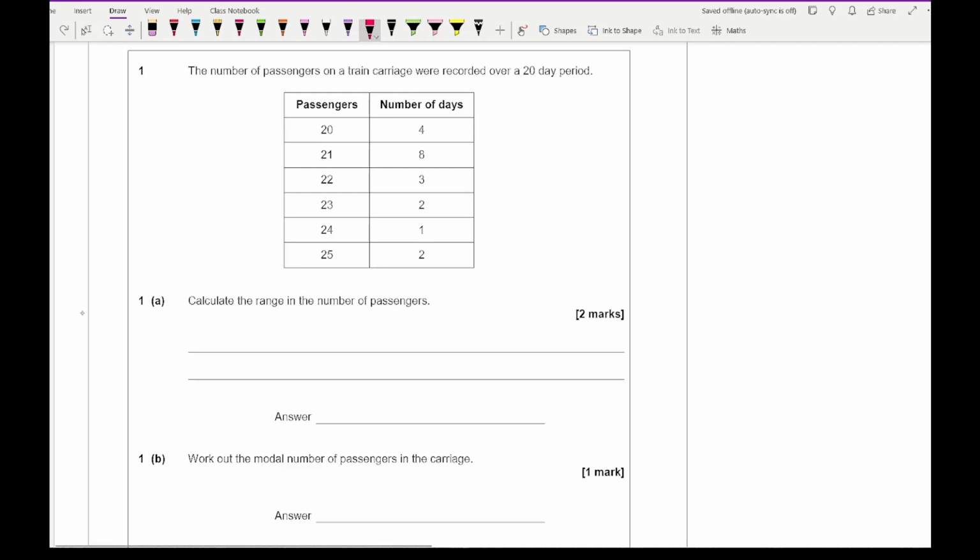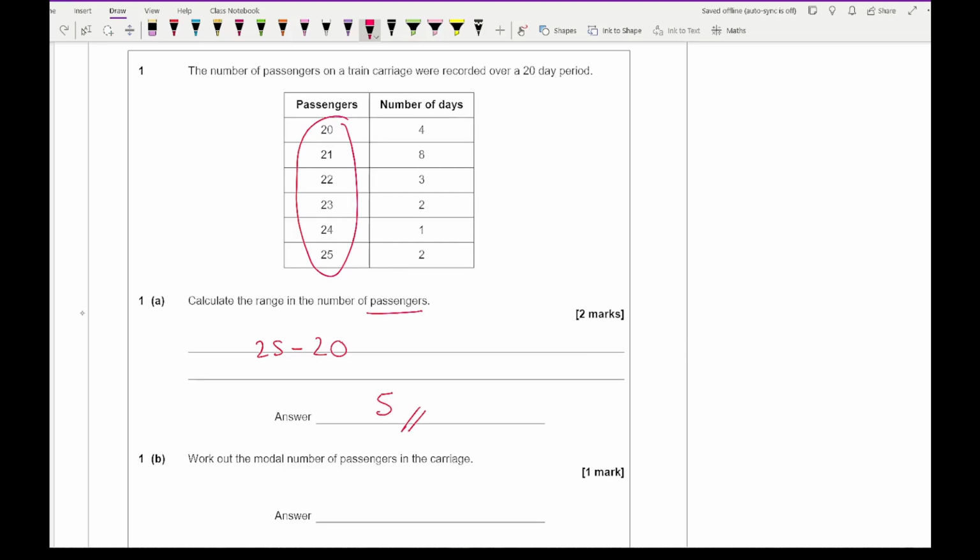So for this, it does say passengers, not the frequency. So it's the range of these numbers here. So the range is going to be 25, which is the largest because that's the one that has got a frequency, take away the smallest passenger count with a frequency, which is 20. So the answer then is going to be 5.